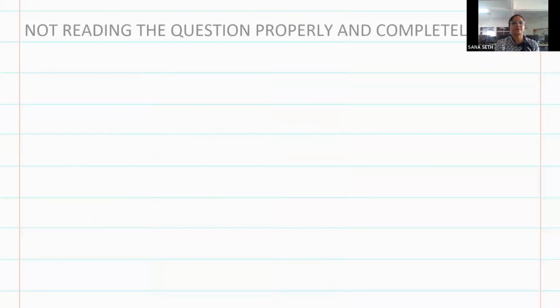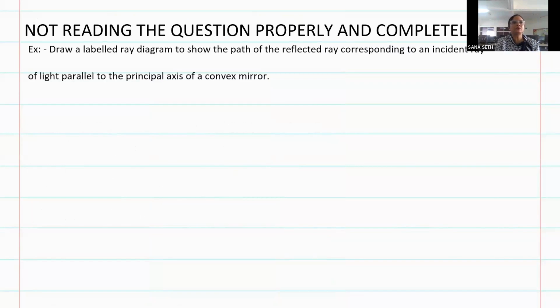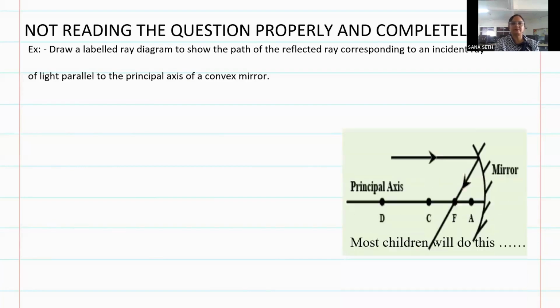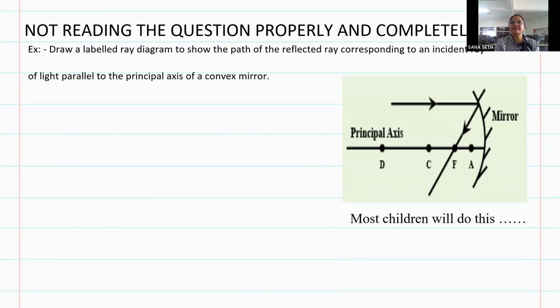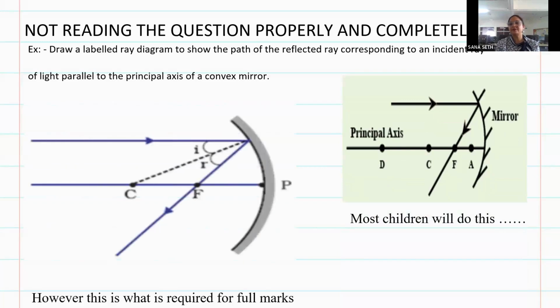Very common mistake: not reading the question properly and completely. This is a very, very big thing. Sometimes the question has a big paragraph part and then there's a small little line at the bottom and you forget about it. And even though it's a very easy thing, you lose it. Example: draw a labeled ray diagram to show path of reflected ray corresponding to incident ray of light parallel to the principal axis of a convex mirror. And there is another part which says, mark i and r, small i angle of incidence and small r angle of reflection. And you've not read it. So most children will end up doing this diagram, which I'm showing you just now. However, this is the diagram that is required. So if you don't mark this, if this diagram carries 1 mark, you'll end up getting half.